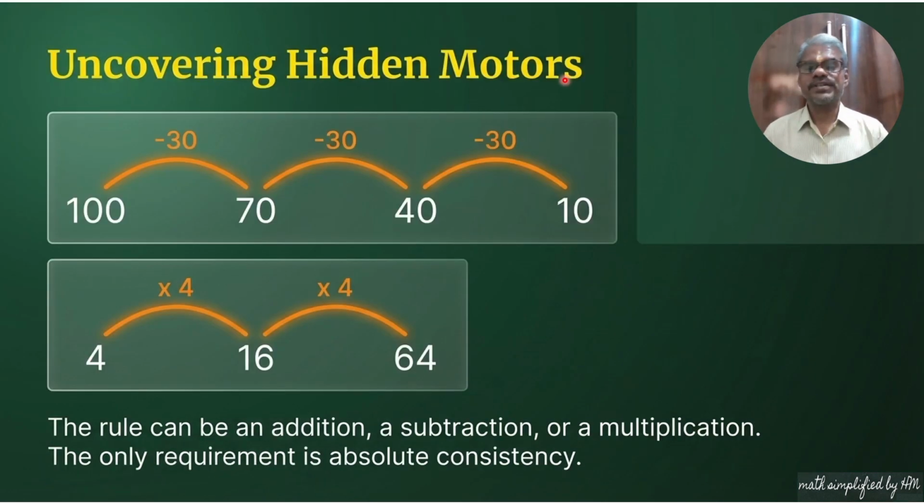Uncovering hidden motors. Here 100 minus 30 gives 70, 70 minus 30 gives 40, 40 minus 30 gives 10, 10 minus 30 will give us minus 20. In the second example, 4 into 4 gives 16, 16 into 4 gives 64, 64 into 4 gives 256. Thus, the rule can be an addition, a subtraction, or a multiplication. The only requirement is absolute consistency.